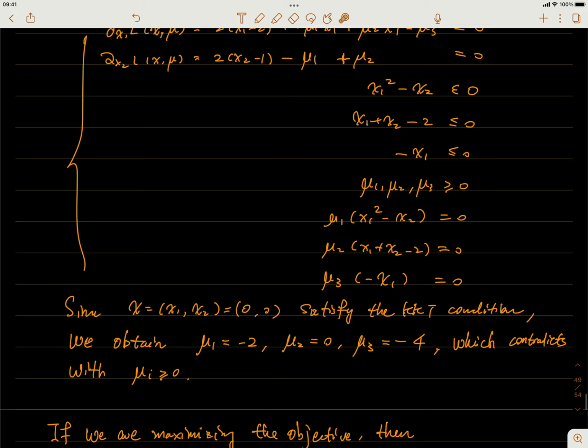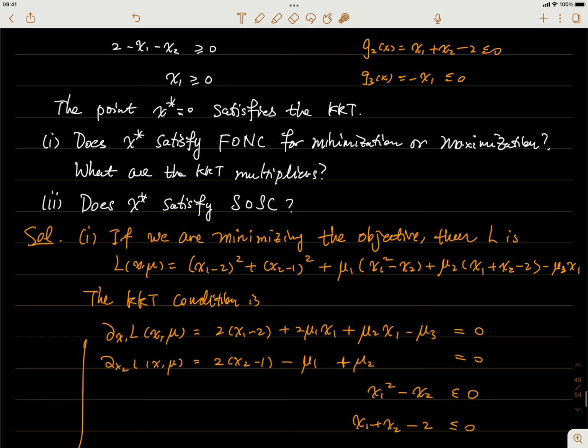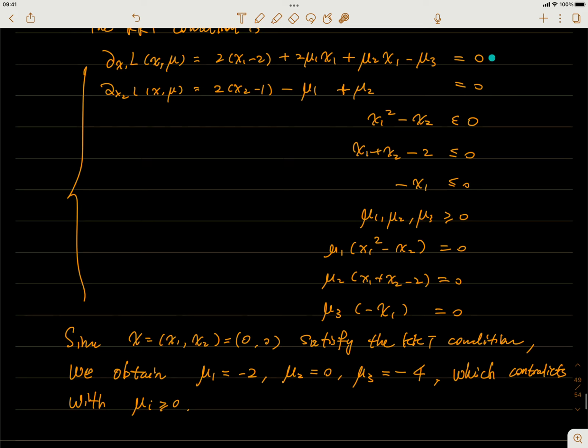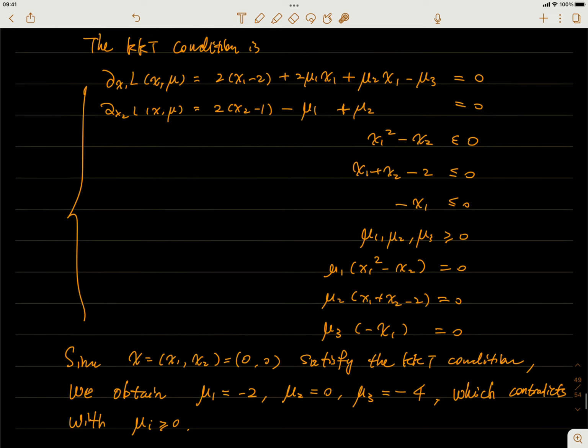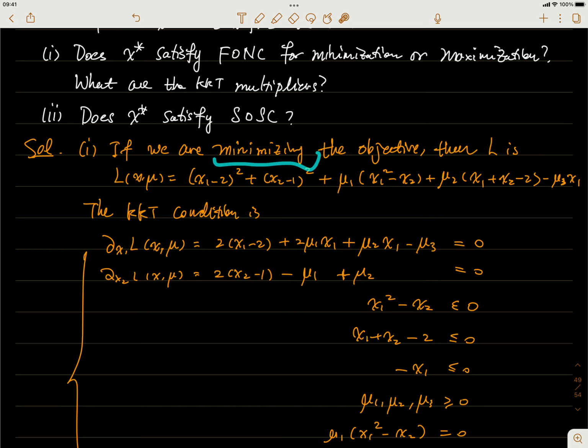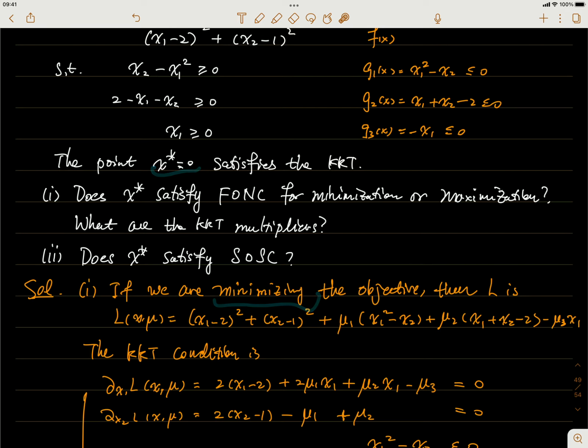And then solve this. Oh, sorry, not solving this. It says that x star equals 0 satisfies this KKT. So you just say that x equal to 0 satisfies this, and see what mu1, mu2, mu3 are, and we got this. But that's not possible because this contradicts with this. So that means 0 cannot satisfy the KKT condition in any way. So if we're trying to minimize it, then 0 cannot be a KKT point.